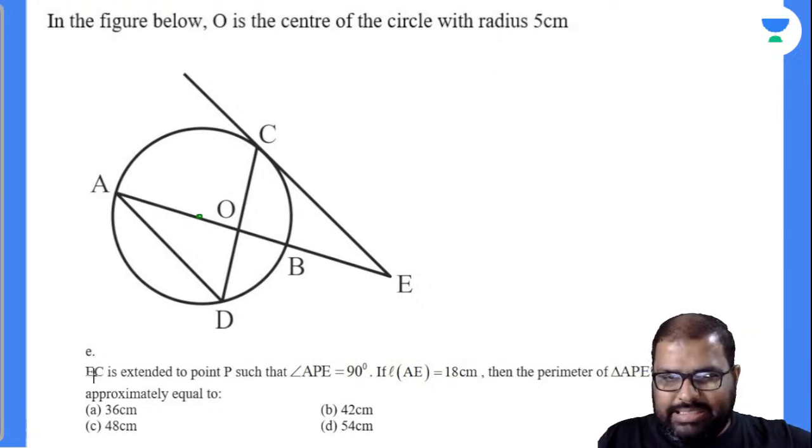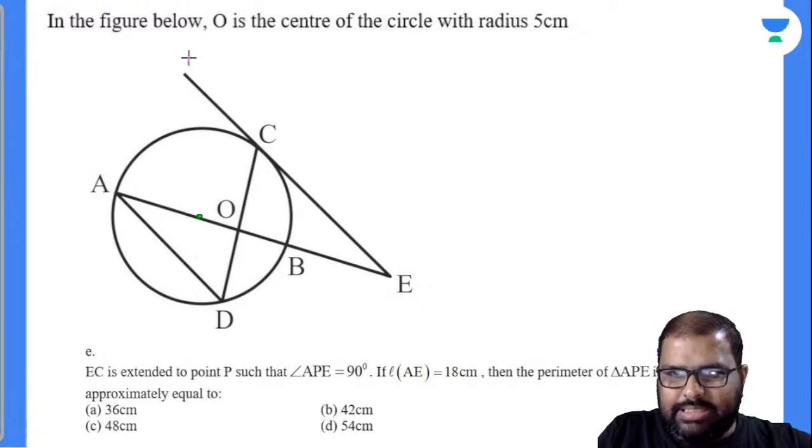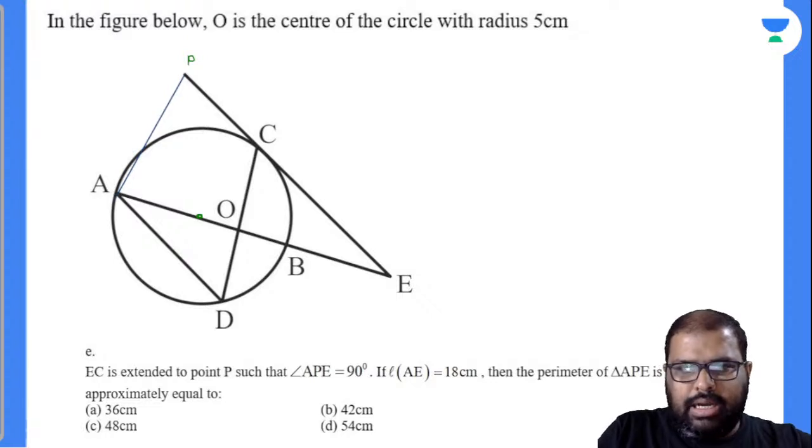Now see here, EC is extended up to P. Suppose I'll take this point as P, and up to P such that angle APE is, this is angle AP, this is 90 degrees, it seems.